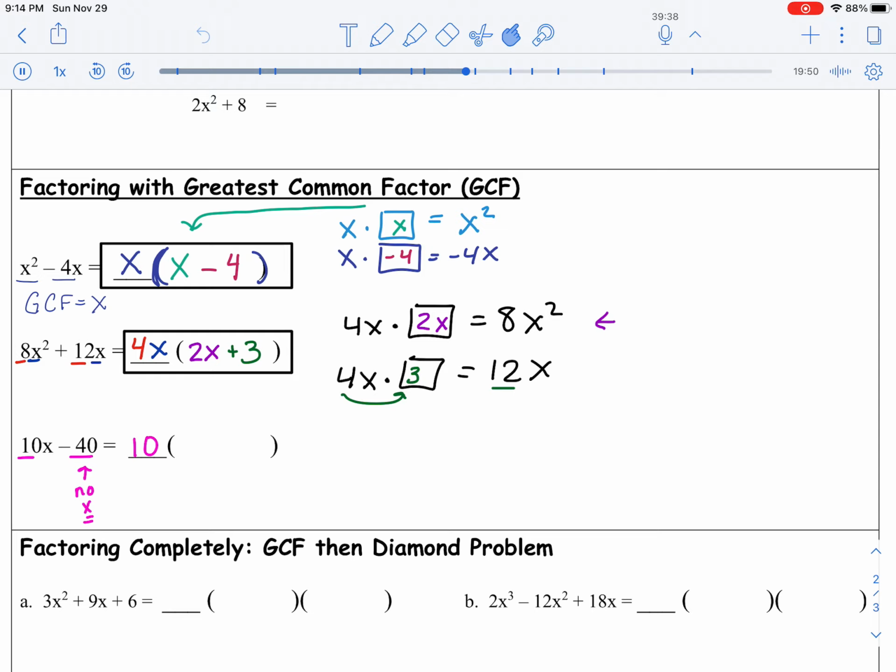So then I'm asking myself, 10 times what equals 10x? Well, that's just x. But then we also need to know, 10 times what equals negative 40? Well, that's negative 4. So my two factors are 10 and x minus 4 to get a factored form of 10 times x minus 4.